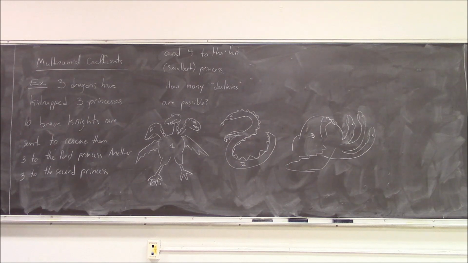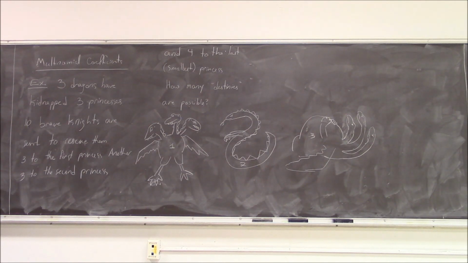So now let's talk about multinomial coefficients. I always think of multinomial coefficients as a destiny assigning number. So let's see why. Suppose we have 3 dragons that kidnapped 3 princesses. Each dragon kidnapped a princess, and there are 10 brave knights that will be sent to rescue them.